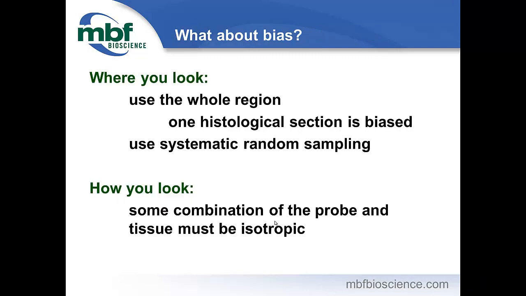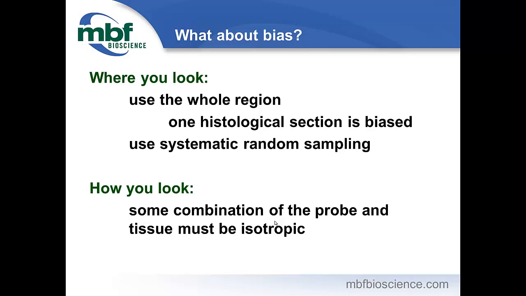Okay, so we've gone through this whole talk, and we haven't really mentioned the word bias too much. But I hope that you realize that the concepts we've been describing are to avoid bias. And one of the ways you can get into bias is where you look. And so we really wanted to stress systematic random sampling and the idea that one histological section is only going to tell you about that one histological section and not the whole region.